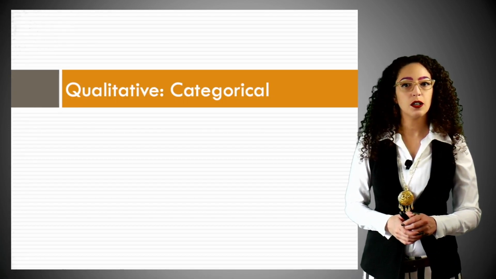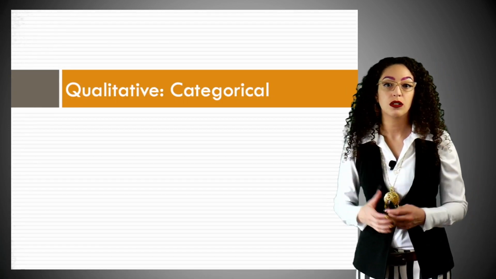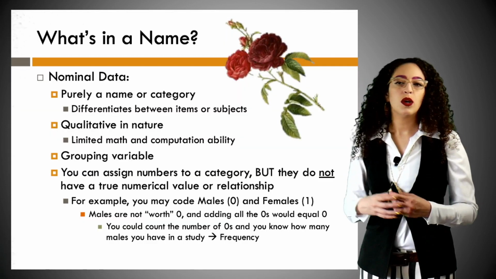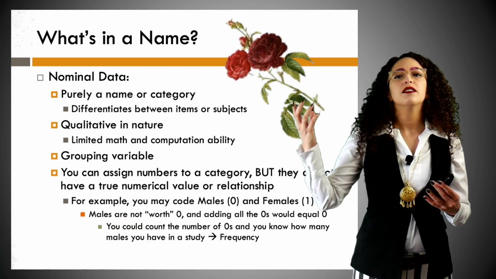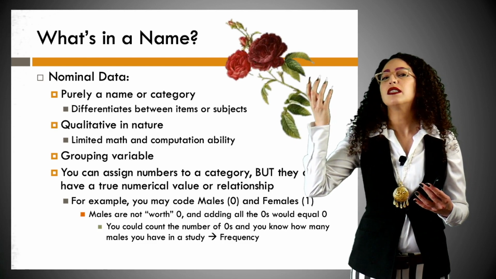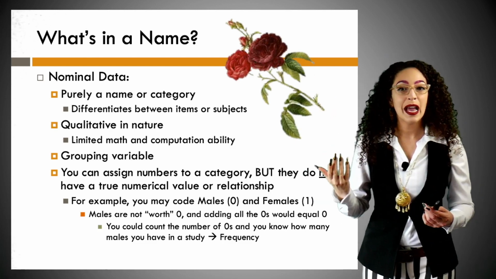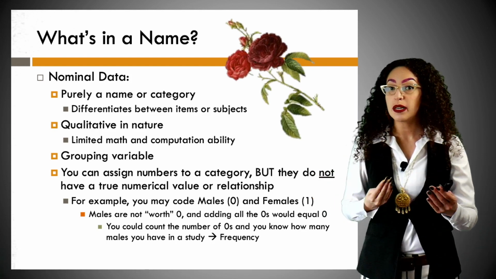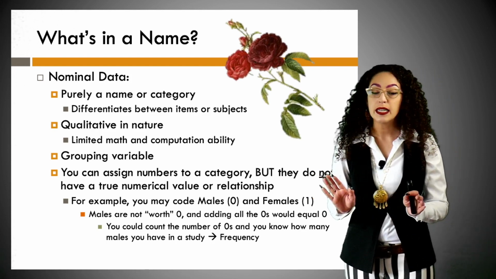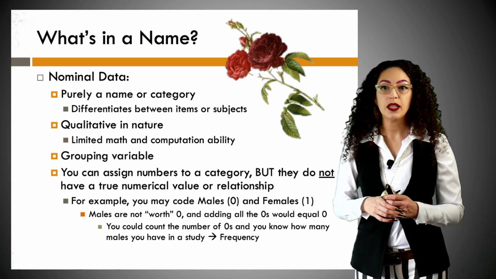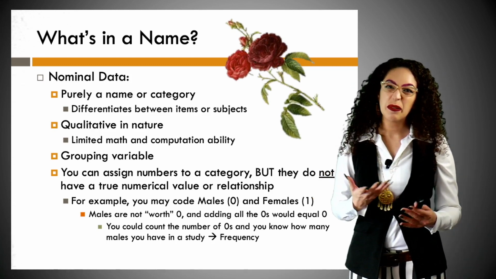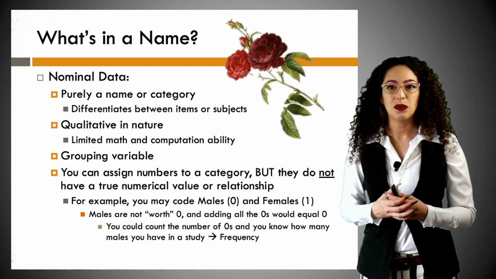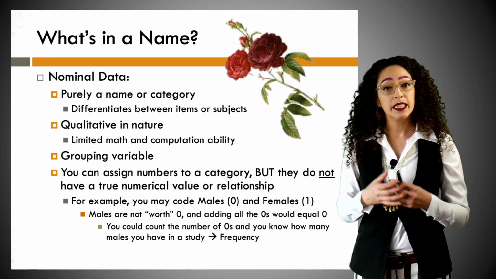All right, let's start with qualitative categorical types of data. So what's in a name? A rose by any other name still smells so sweet. Anyway, so nominal data is purely a name or a category. Nominal, nombre if you know Spanish, it's just a name or a label. It's qualitative in nature, and it's limited for the kind of math that you can do on it. Many times it's like a grouping variable.